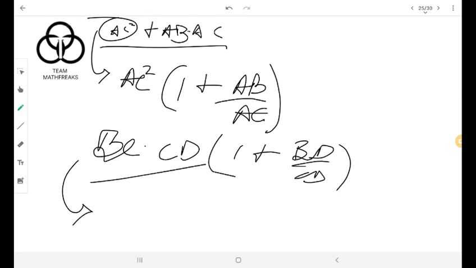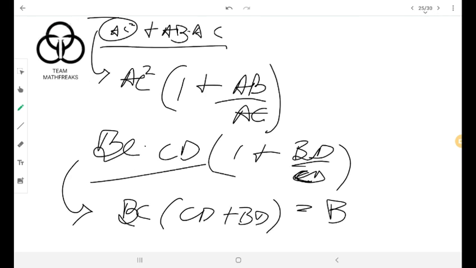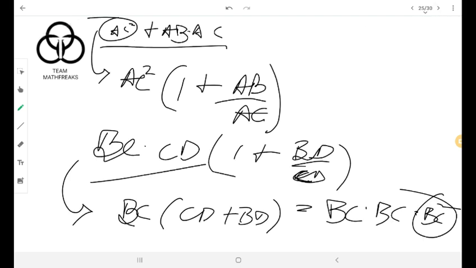Now if we multiply them, this is CD. Let's multiply the entire expression by CD. We'll get CD plus BD. What's the value of CD plus BD? We get BC. BC into BC equals BC square. Hence proved. We were asked to prove this only. So we have seen how to approach the questions.